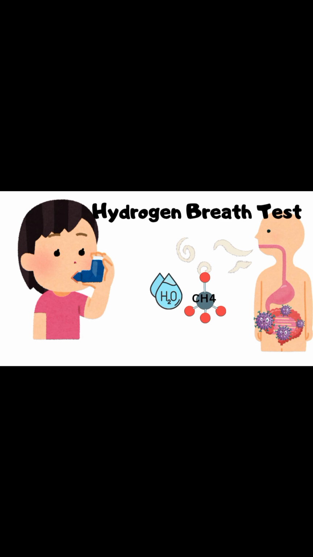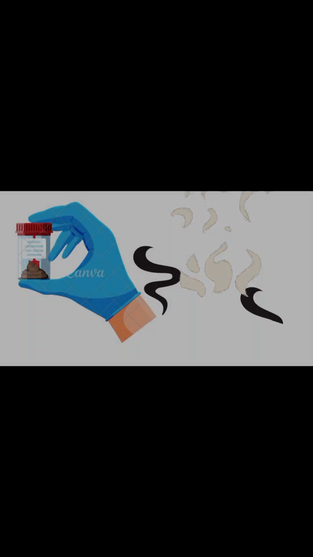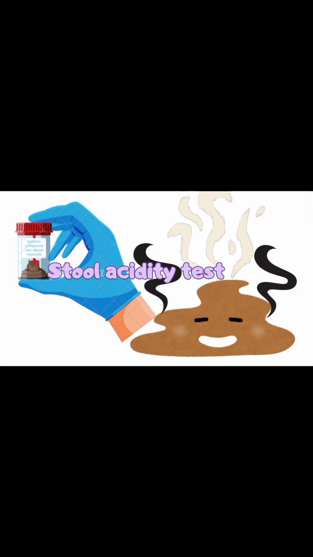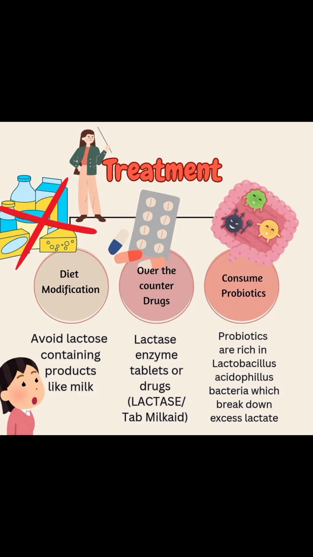The second test is the hydrogen breath test. People who consume lactose, when they are lactose intolerant, produce a higher amount of hydrogen and methane gas because the bacteria in our colon are fermenting the lactose, therefore producing hydrogen and methane. Then comes the last test, that is the stool acidity test. It is generally done in infants and small children as a confirmatory test. The amount of lactic acid or byproducts in the stool sample reveals if the infant is intolerant or not.